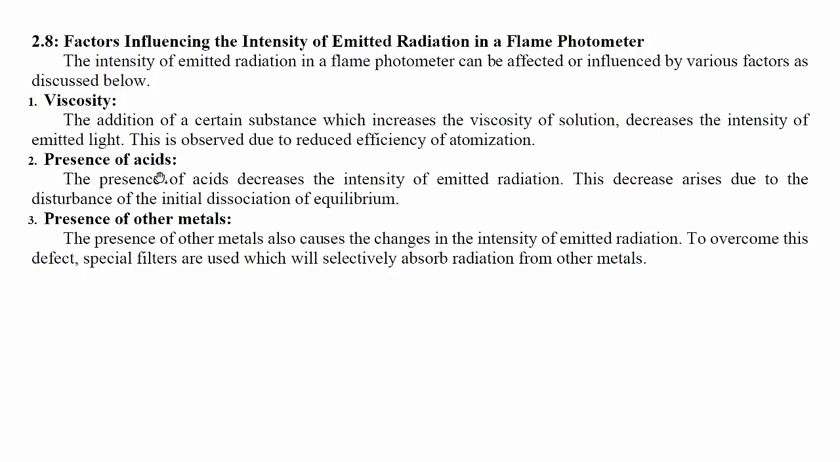2. Presence of acids. The presence of acids decreases the intensity of emitted radiation. This decrease arises due to the disturbance of the initial dissociation equilibrium. 3. Presence of other metals. The presence of other metals also causes changes in the intensity of emitted radiation. To overcome this defect, special filters are used which will selectively absorb radiation from other metals.